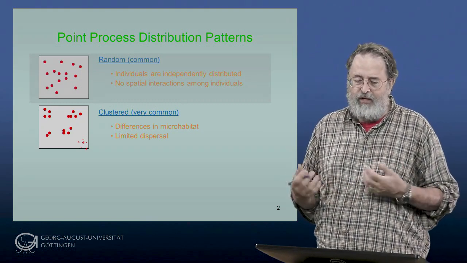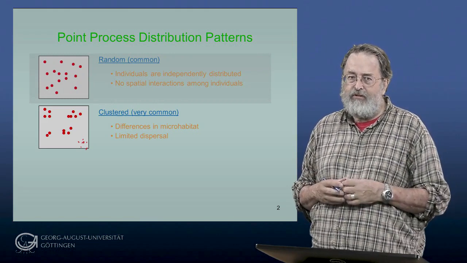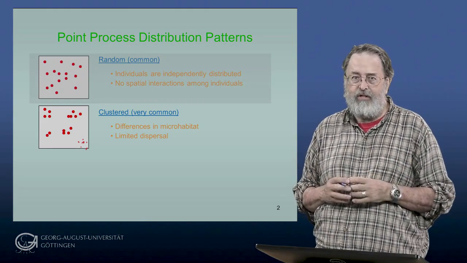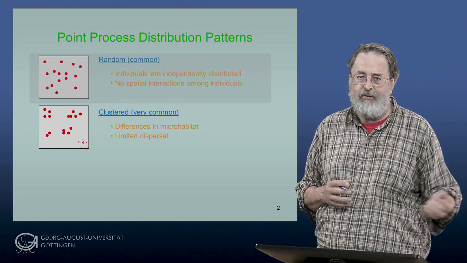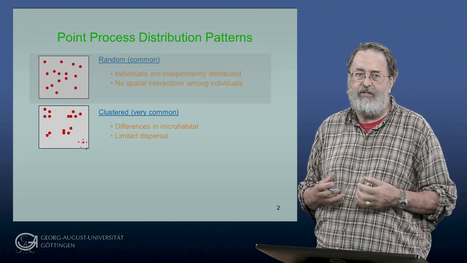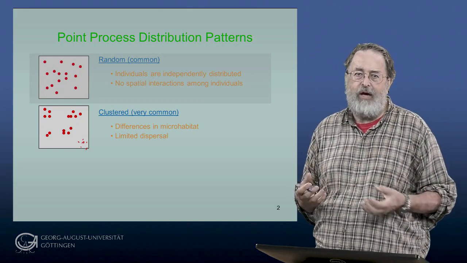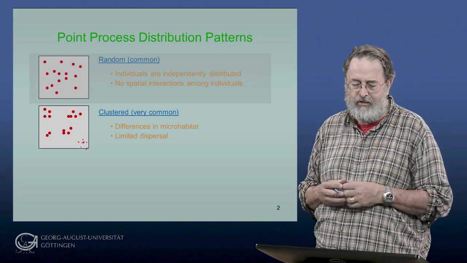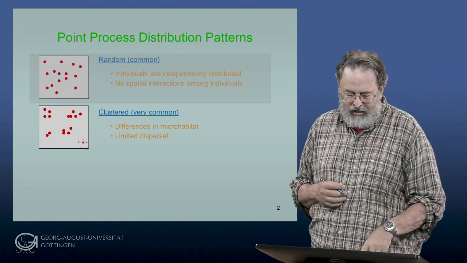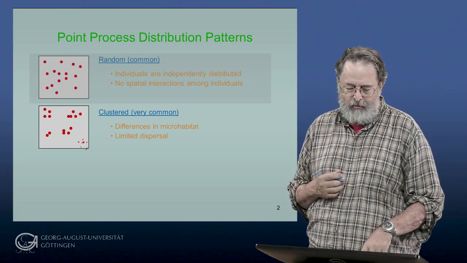So when we do a study, if we determine that it's clustered, these are the two things that are often explored. Does it imply that there's a difference in the background environment that's causing this pattern, or is it because of something going on biologically, such as limited dispersal distance? So that's one of the possibilities if we have a non-random process.